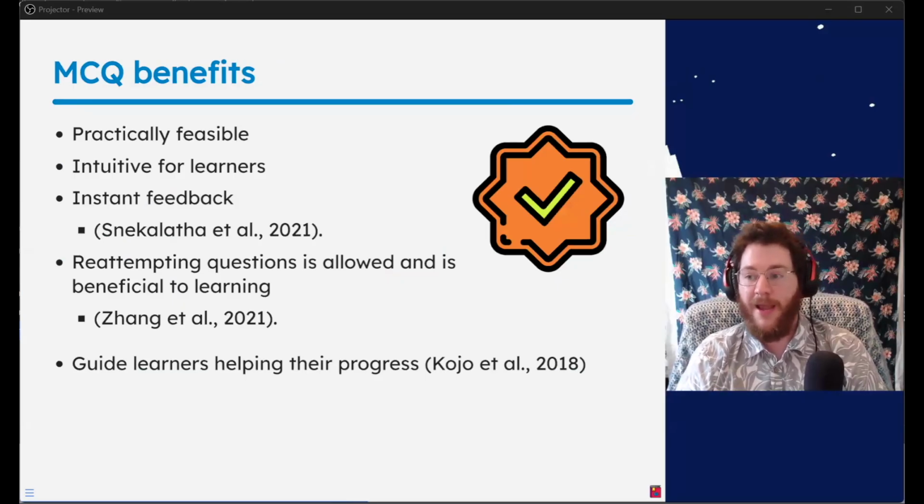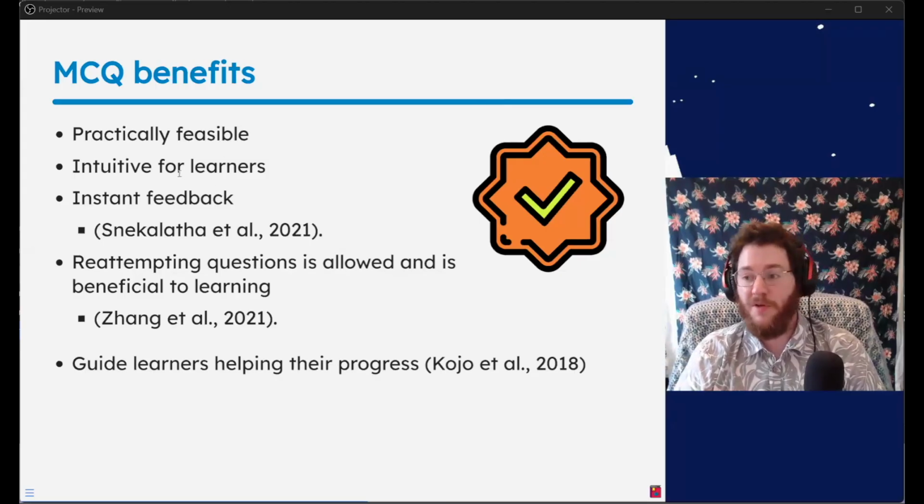I find the extra time putting these in actually saves time during the workshop, because if you have just questions without this immediate feedback, you tend to get a lot of questions like, was I correct in this answer? Was this answer correct, etc. Whereas if they're getting that instant feedback from the MCQ, then you get a lot fewer questions.